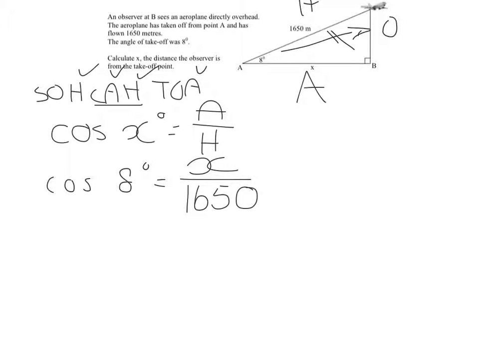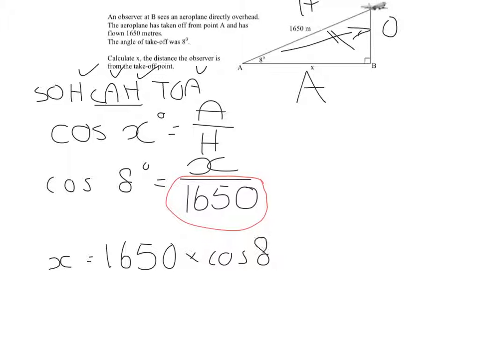At the moment, I'm dividing by 1,650 because I want to isolate that x, so x is going to be 1,650 times cos of 8. And then again, to remain as accurate as possible, the answer is 1,633.94 metres. So this observer is 1,633.94 metres away from the takeoff point.